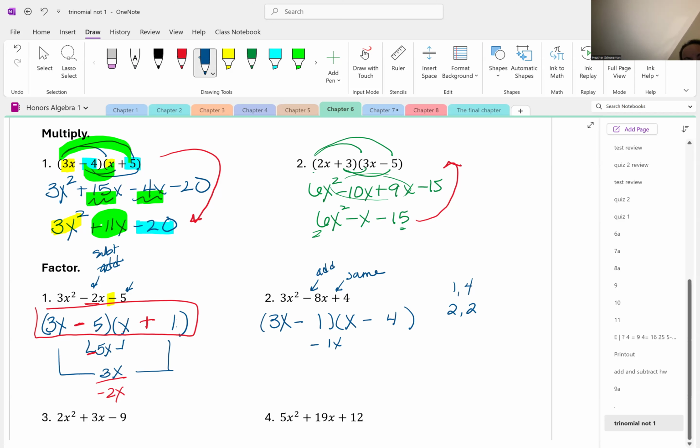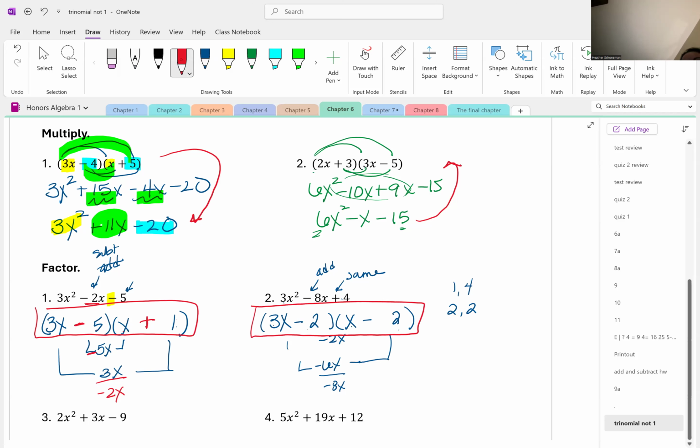So this gives me negative 1x, and that gives me negative 12x. And if I add those together, that's definitely not going to work. So what if I switched them and I did 4 and 1? That would give me negative 4x and negative 3x. That gives me 7. That still doesn't work. So if I try the 2 and the 2, I get negative 2x and negative 6x, which does add to the negative 8x, so that works. Negative 2 and negative 2 is positive 4, 3x and x is 3x squared, so we were able to figure it out through guessing and checking.